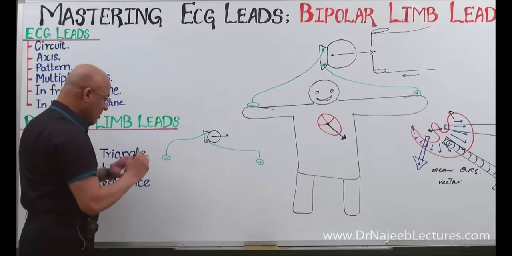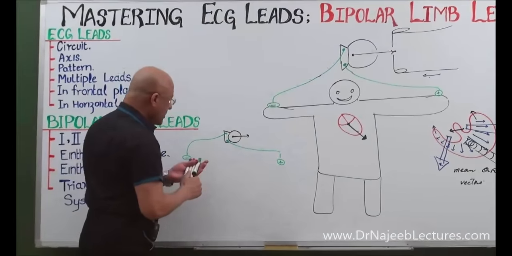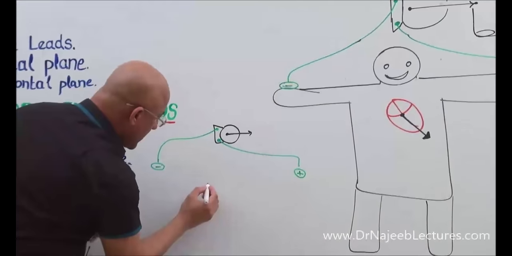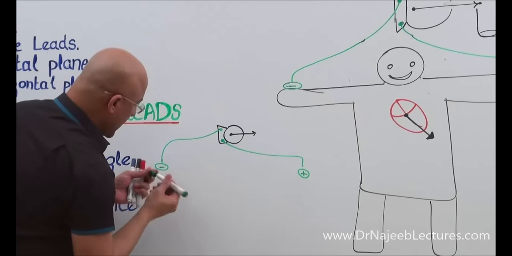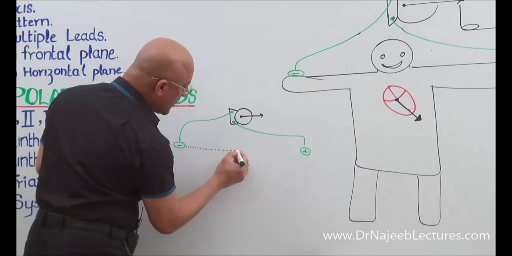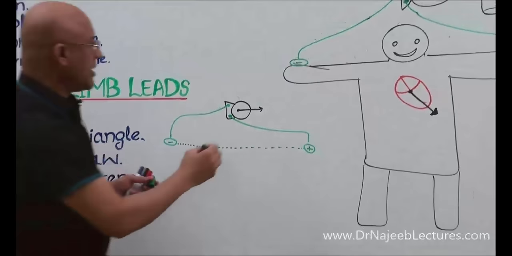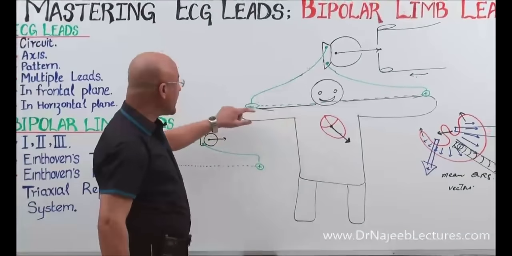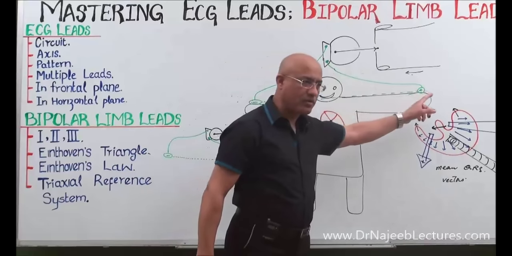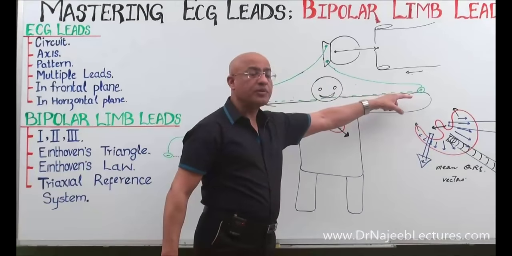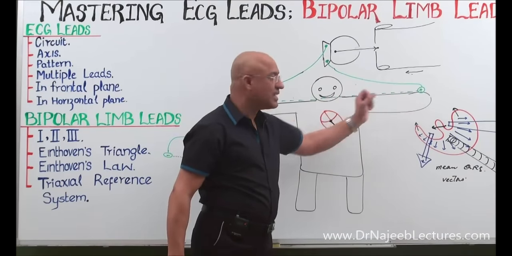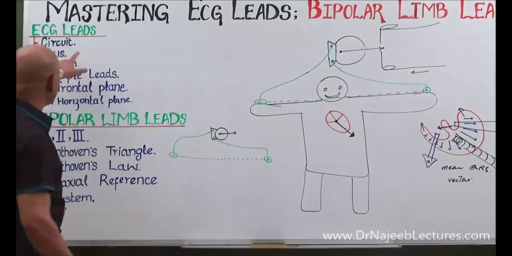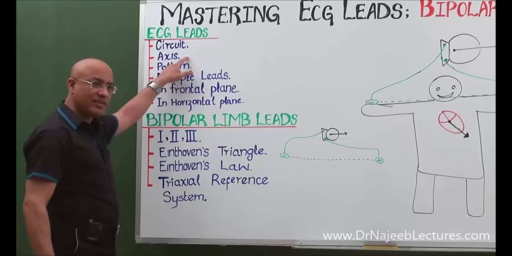Now, before I go into detail, I want to give you a simple example to understand. Imagine this vector, I will make it red color. This is an imaginary line which we have drawn between the negative electrode and the positive electrode. Now, this line is not the circuit of the lead. This line is the axis of the lead, the electrical axis of the lead, right? So you know what the circuit of the lead is and what the electrical axis of the lead is.